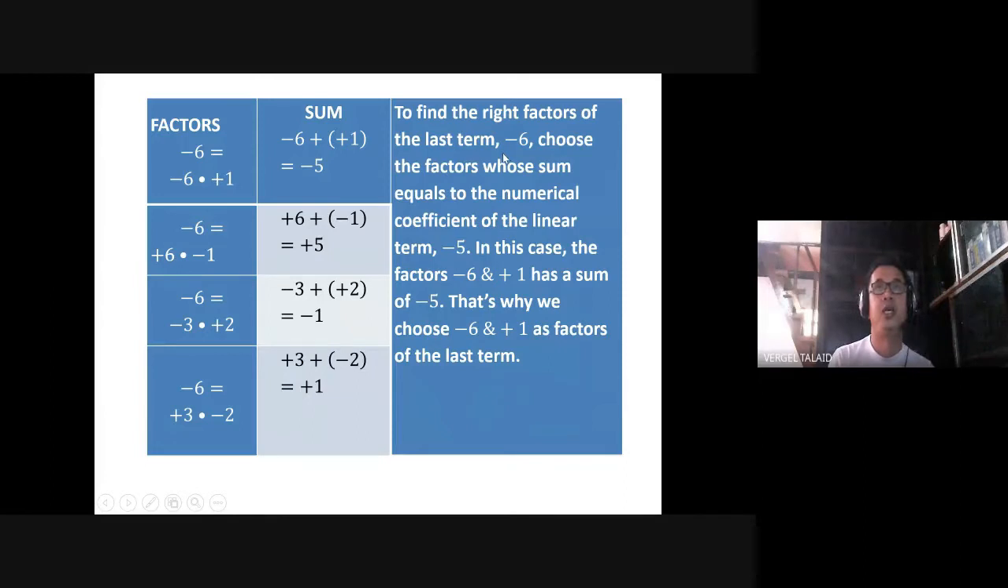So to find the right factors of the last term, negative 6, you're going to choose the factors whose sum equals the numerical coefficient of the linear term or the middle term, which is negative 5. So in this case, the factors negative 6 and 1 have the sum of negative 5. That is why we choose negative 6 and positive 1 as the factors of the last term.